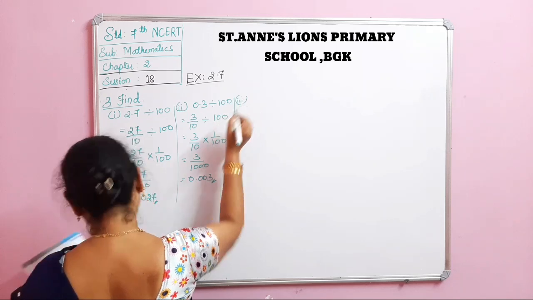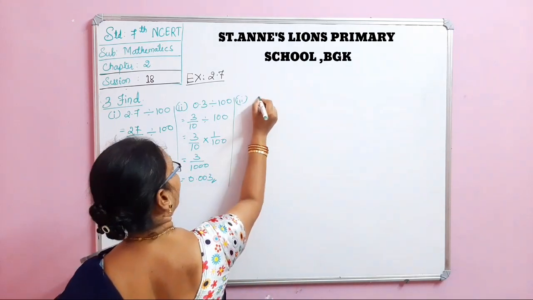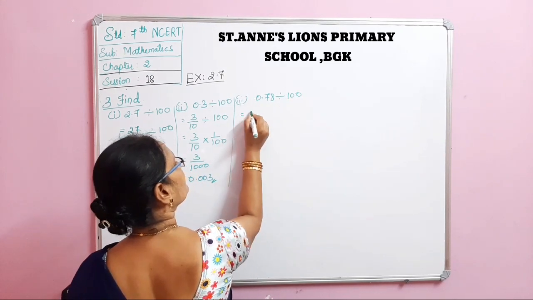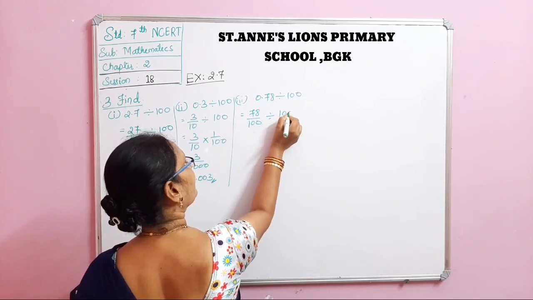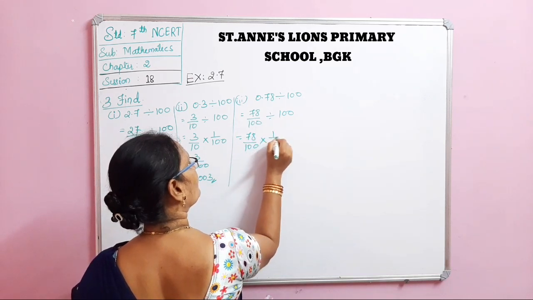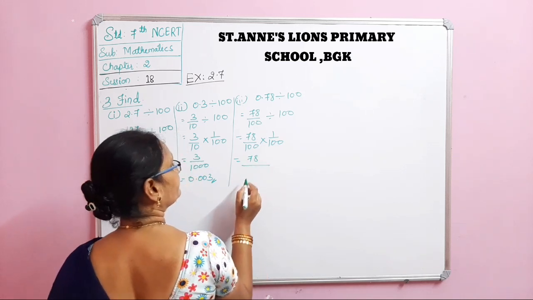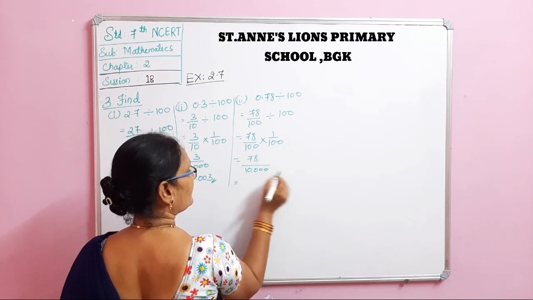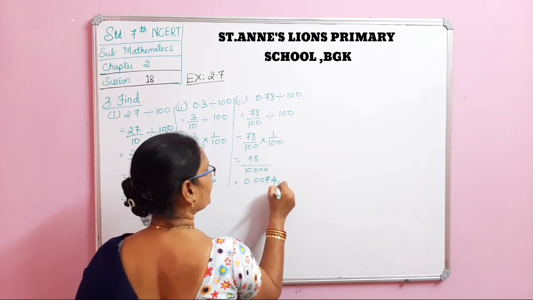Then next, third one, 0.78 divided by 100. So 78 by 100 divided by 100. So 78 by 100 into 1 by 100. So 78 by 10,000. So that is after 4 places, 0.0078 will be the answer.